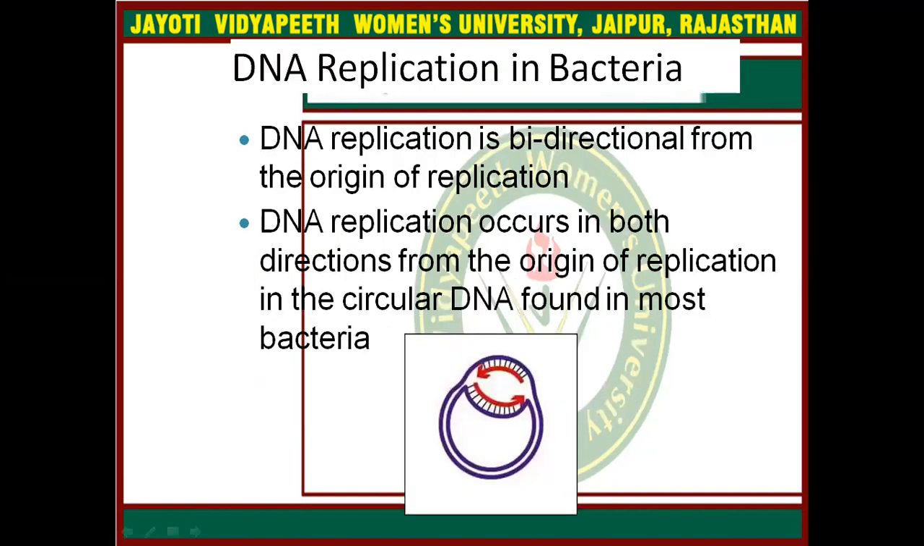Now come to the DNA replication in bacteria. DNA replication is bidirectional from the origin of replication. DNA replication occurs in both directions from the origin of replication in the circular DNA found in most bacteria. This is circular DNA. DNA replication will occur in both directions.